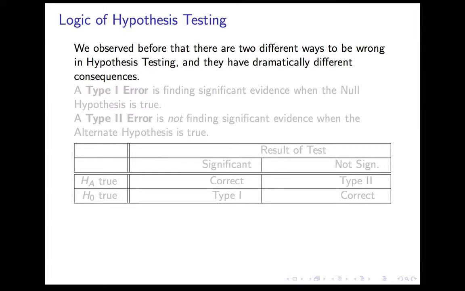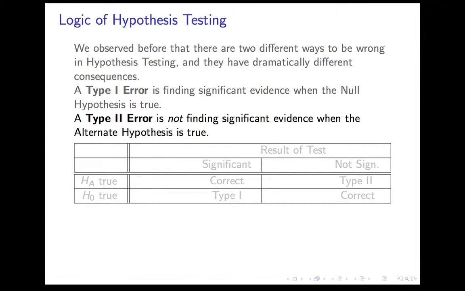So remember, when we first talked about hypothesis testing, we observed that there are two different ways to be wrong, and they tend to have dramatically different consequences. They don't have very dramatic names, unfortunately. Their names are type 1 error and type 2 error. A type 1 error is finding significant evidence when the null hypothesis is true. Remember, you're finding significant evidence for the alternate hypothesis. So you are effectively believing the alternate hypothesis when it's false.